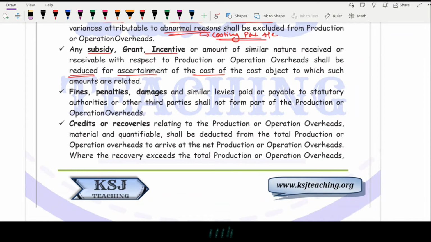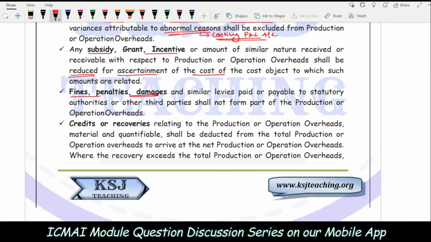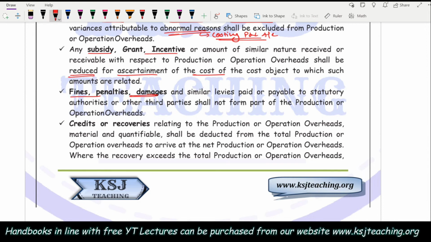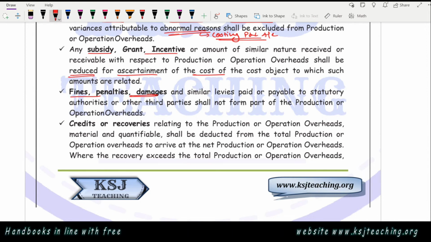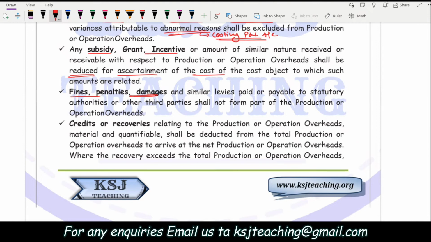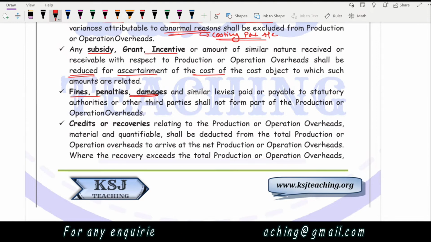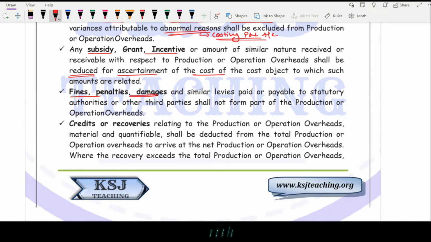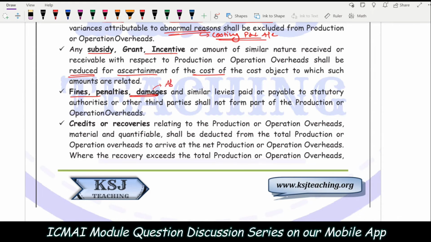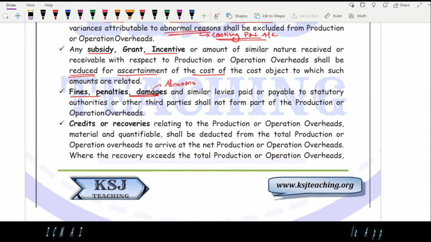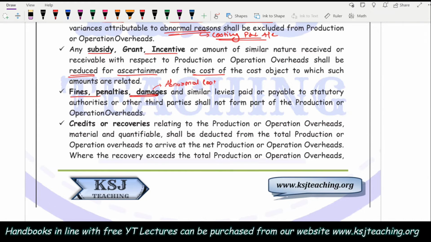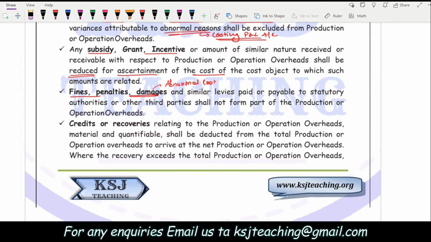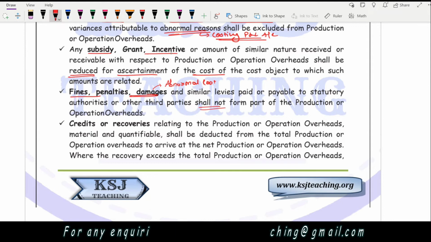If there are any fines, penalties or damages, why will there be a fine or a penalty? If you are doing something wrong, it is your responsibility. Can you collect this fine, penalty or damages from your customer? No, sir, right? So this is your abnormal cost, and all the abnormal cost will go where? It will go to the costing profit and loss account, and it shall not form part of production or operation overheads, right?